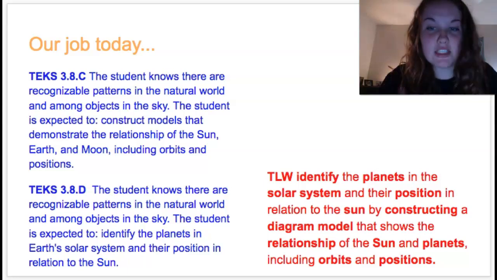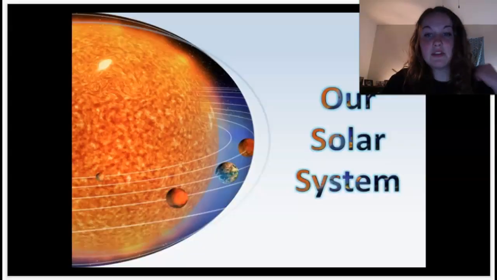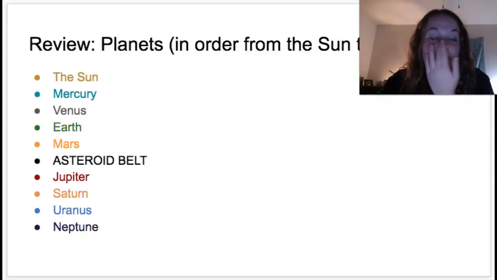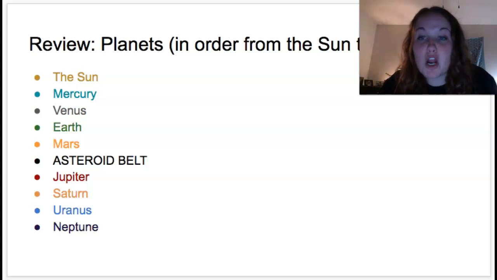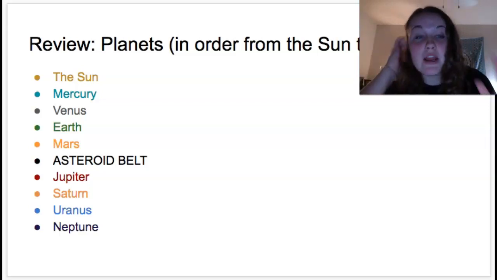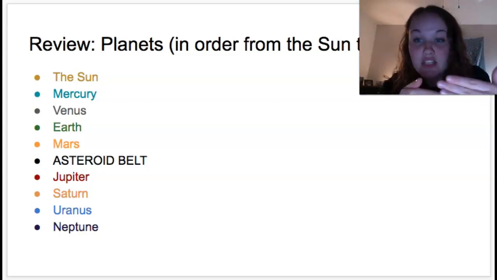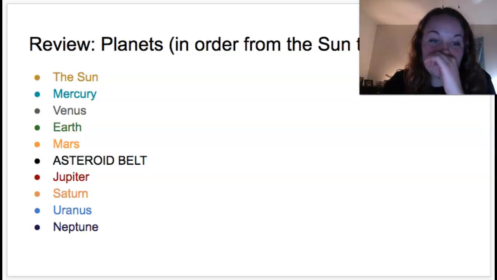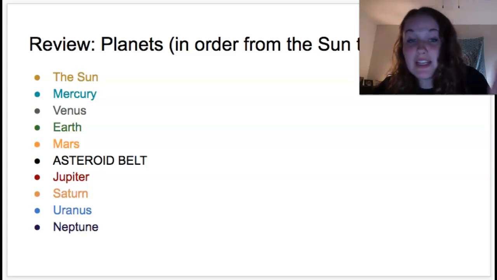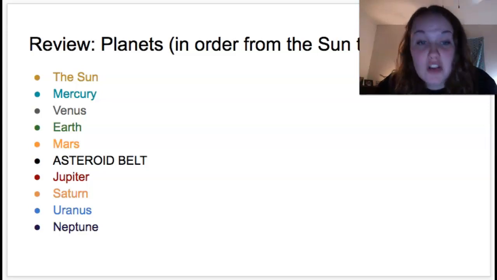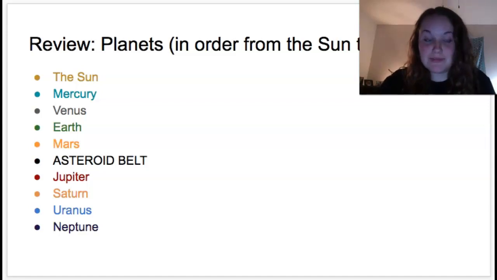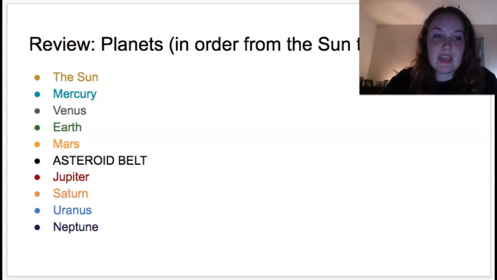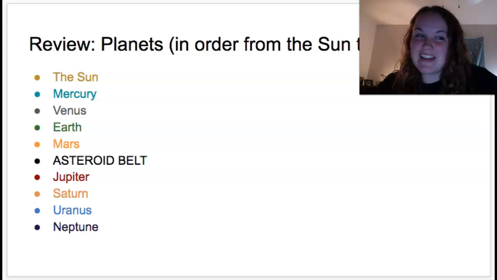and positions. So, a review of our solar system: the sun, and then Mercury, Venus, Earth, Mars. Then we have our asteroid belt, remember? Anything that's between the sun and the asteroid belt is an inner planet. Then after our asteroid belt, we have all of the outer planets: Jupiter, Saturn, Uranus, and then Neptune. Give yourself a little star if you got it right.